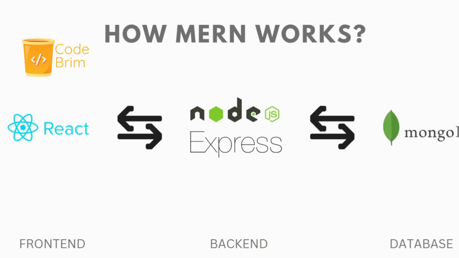So in summary, the MERN stack works by combining the strengths of MongoDB for data storage, Express.js for server-side logic and API development, React for building dynamic and interactive user interfaces, and Node.js as the backend runtime environment. The seamless integration of these technologies allows developers to create a scalable, efficient, full-stack web application.